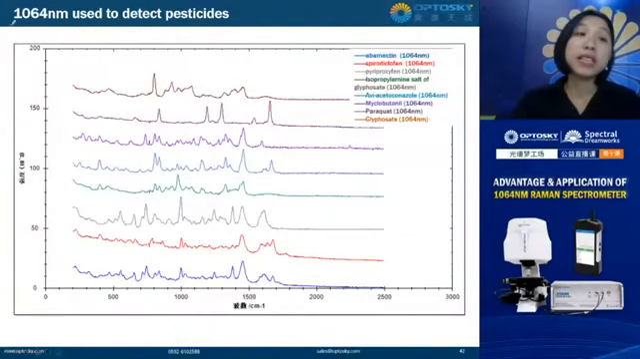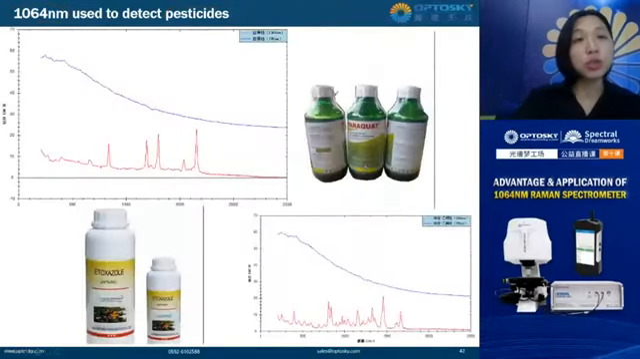And also in experiments, we found that 785 can hardly detect pesticide. So for pesticide, 1064 is very good to use to detect all these spectra. Very good. We introduce them one by one. We used 1064 to detect paraquat. No, 785 no signal, only 1064.